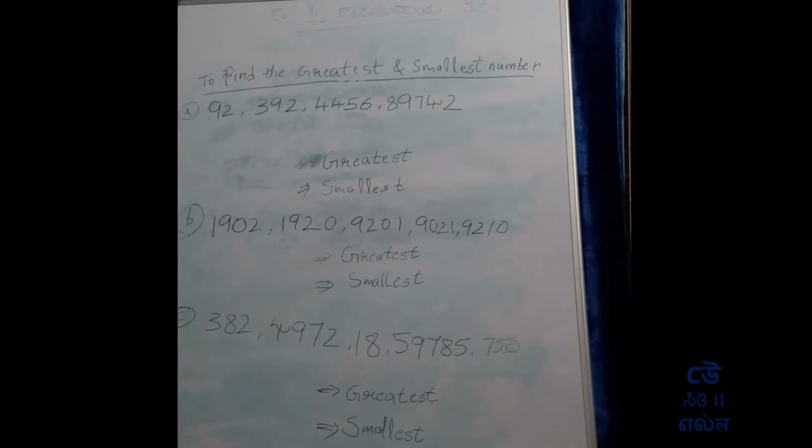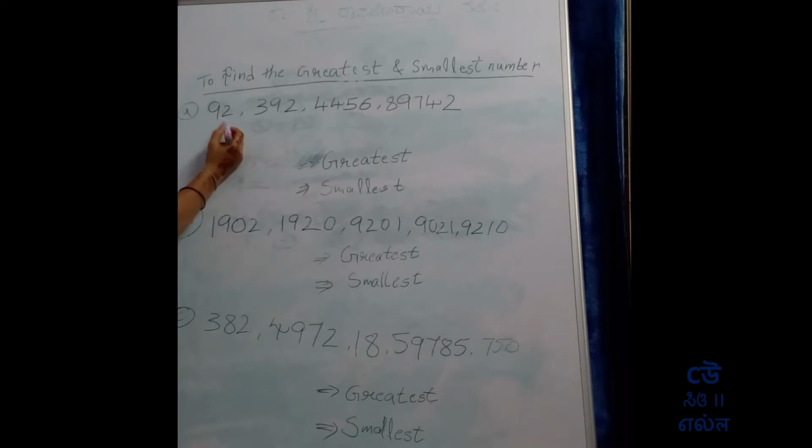First they have given 2 examples. The first one: 92, 392, 4456 and 89,742. In this we have to find the greatest and smallest number. So here, how to find the greatest number? As I told you, the first trick we have to follow is to count the number of digits in each number.